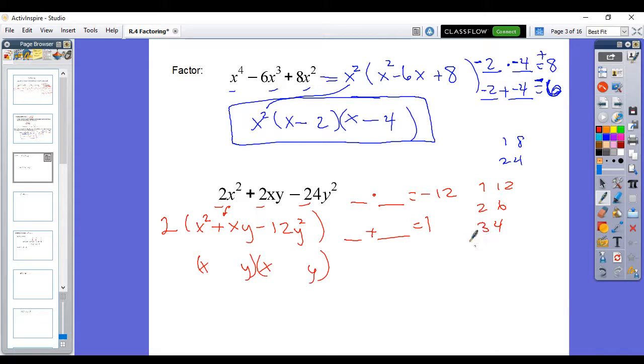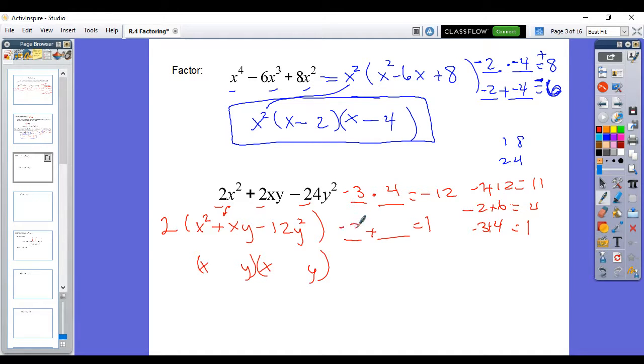That's it. So is there any way I can subtract these? Here's the thing. They multiply to be a negative. That means one's negative and one has to be positive. But when I add them up, they give me positive 1. So if I subtract them, is any of these going to give me a difference of 1? Well, 12 minus 1, 11. 6 minus 2, that gives me 4. Negative 3 plus 4, 1. There we go. So we get negative 3 right here, 4 right there.